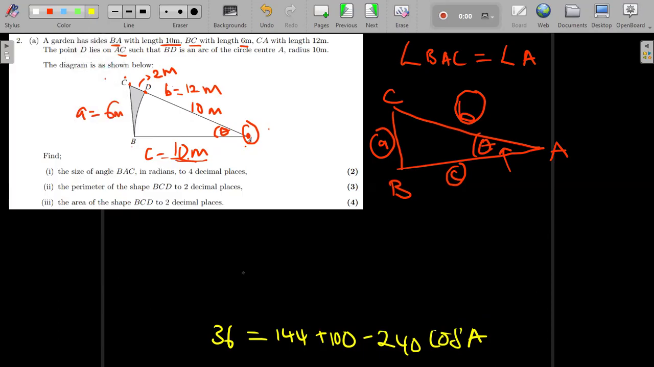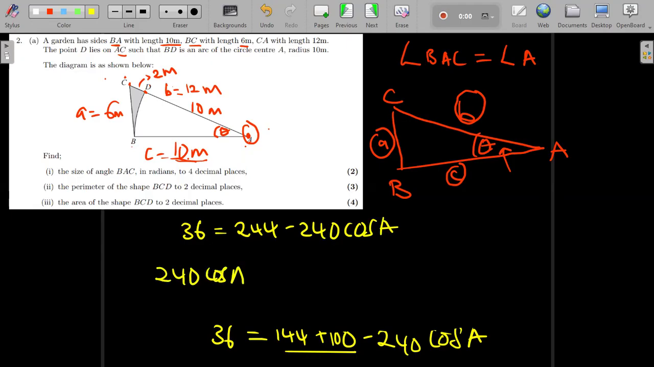Okay, so if we continue with our question, we are going to have 36 is equal to 144 plus 100. It's going to give me 244 minus 240 cos angle A. Okay, so let's take the 240 to the left-hand side. So it will be 240 cos A is equal to, and here we are still remaining with the 244 minus 36.